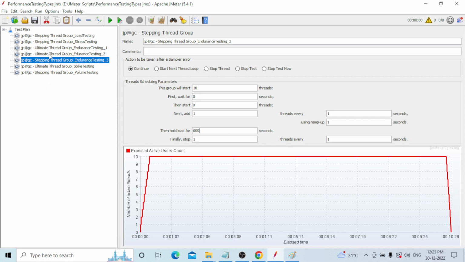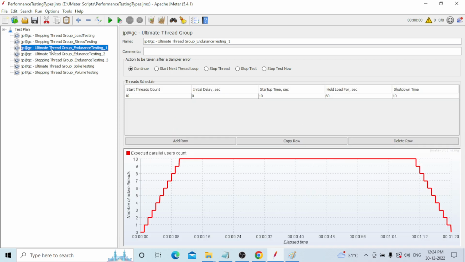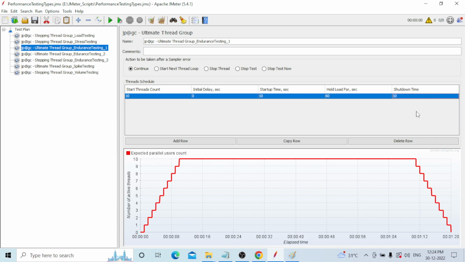Another way, another element: you can design endurance testing using the ultimate thread group. You can see this is the ultimate thread group. It's simple: start thread count 10 users, initial delay 0, startup time 10 seconds, hold load 60 seconds, shutdown time 10 seconds. You can directly give the ramp up and ramp down and design the period. This is one of the simple methods you can use with the ultimate thread group to design your endurance testing.